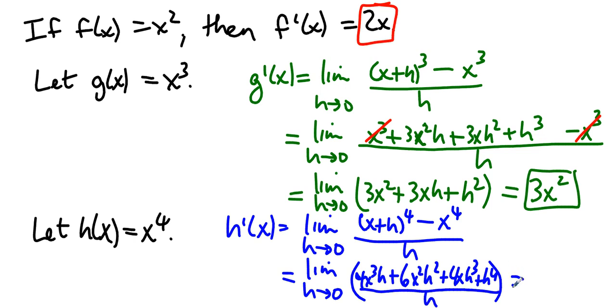over h. This goes, but leaves an h behind. This goes, leaves an h squared. This goes, leaves an h cubed. As h goes to 0, those are 0. 4x cubed is what's left. So you're thinking, well, that 2, that 3, that 4, betcha that generalizes, and the answer is it does.